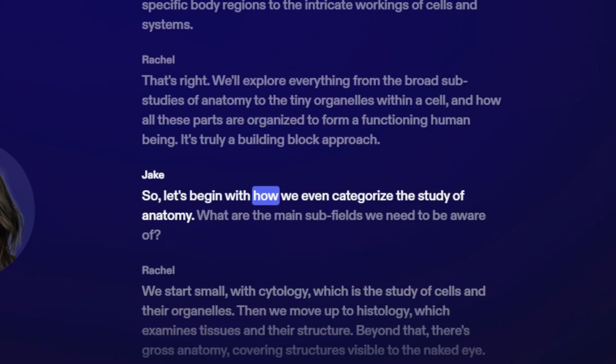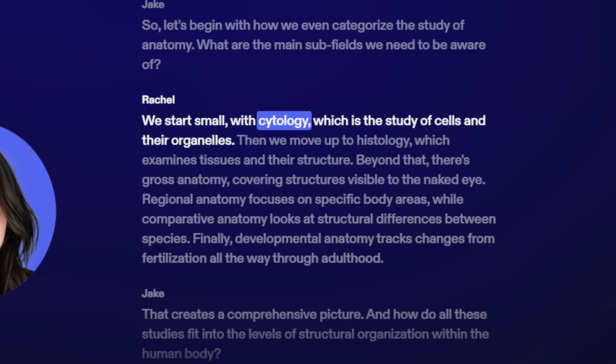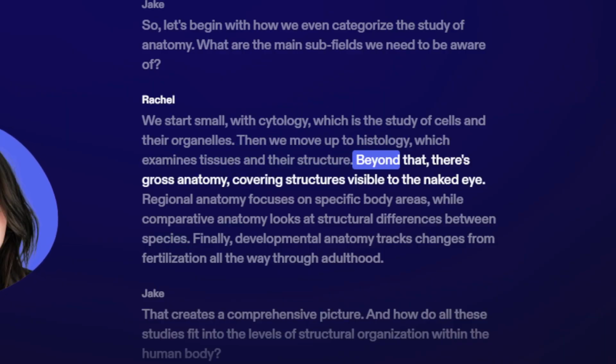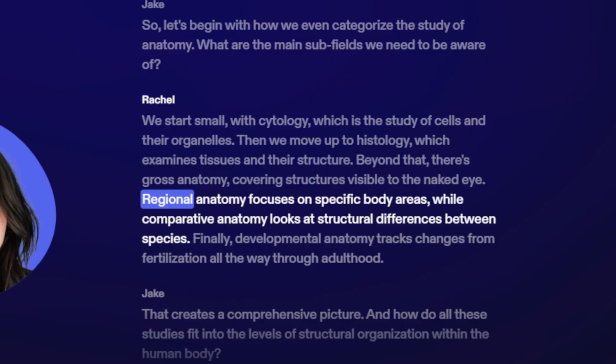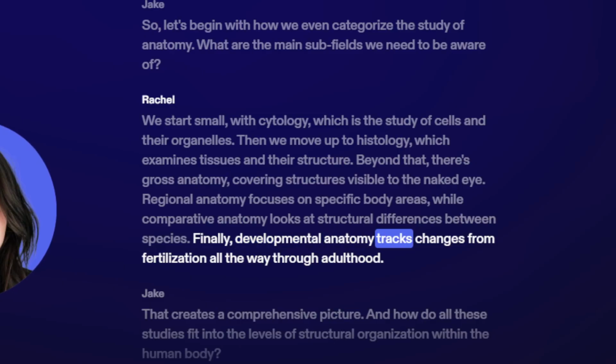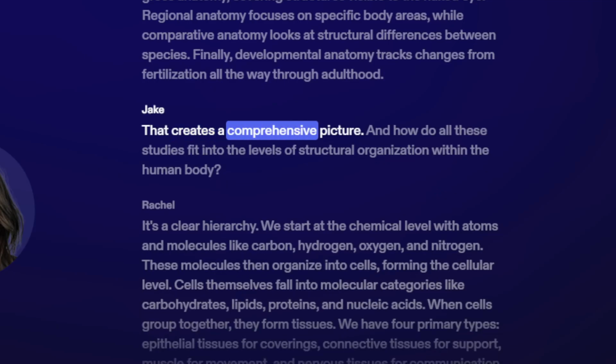So let's begin with how we even categorize the study of anatomy. What are the main subfields we need to be aware of? We start small with cytology, which is the study of cells and their organelles. Then we move up to histology, which examines tissues and their structure. Beyond that, there's gross anatomy, covering structures visible to the naked eye. Regional anatomy focuses on specific body areas, while comparative anatomy looks at structural differences between species. Finally, developmental anatomy tracks changes from fertilization all the way through adulthood. That creates a comprehensive picture.